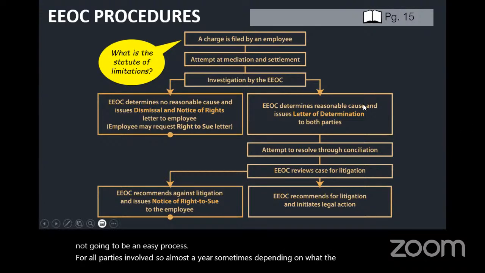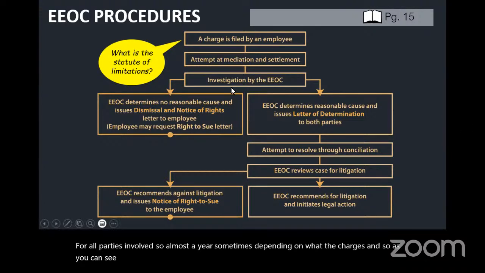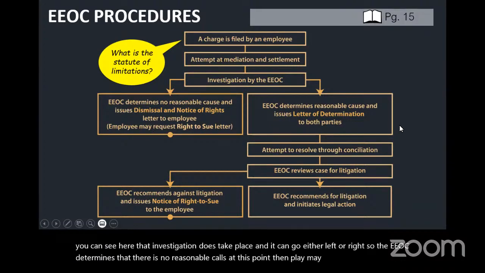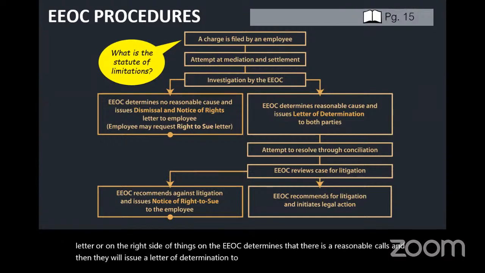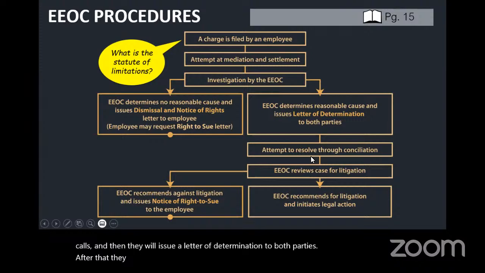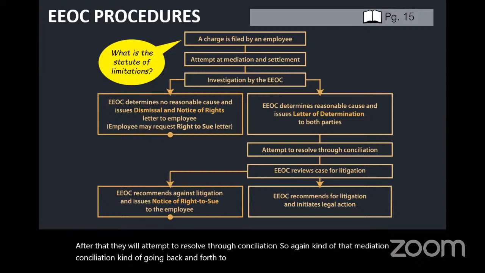And so as you can see here, that investigation does take place, and it can go either left or right. So the EEOC determines that there is no reasonable cause. At this point, the employee may request a right to sue letter. Or on the right side of things, the EEOC determines that there is a reasonable cause and that they will issue a letter of determination to both parties. After that, they will attempt to resolve through conciliation. So again, kind of that mediation, conciliation, kind of going back and forth to see what really is going on.